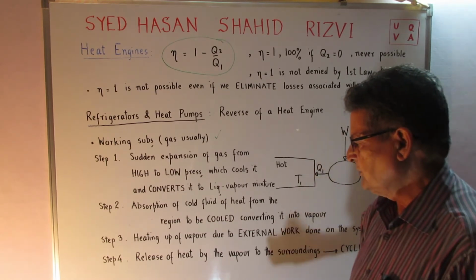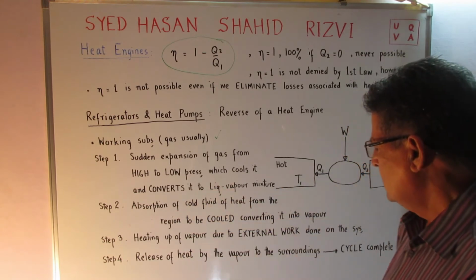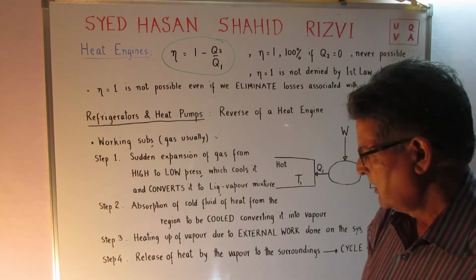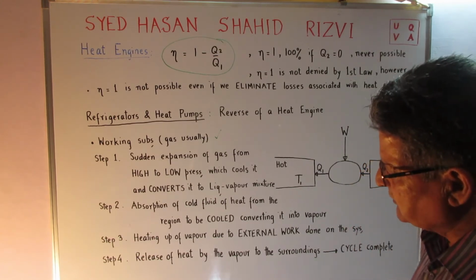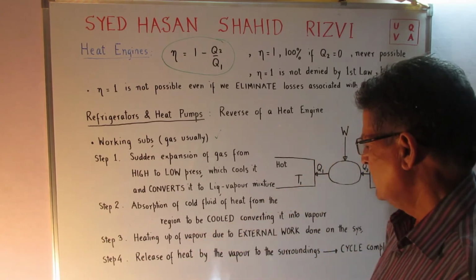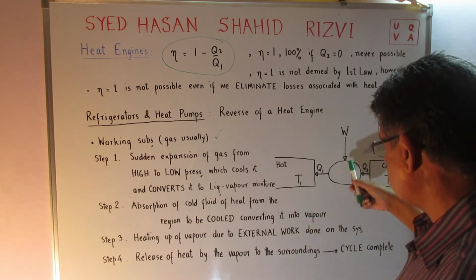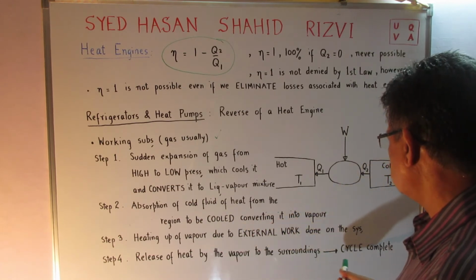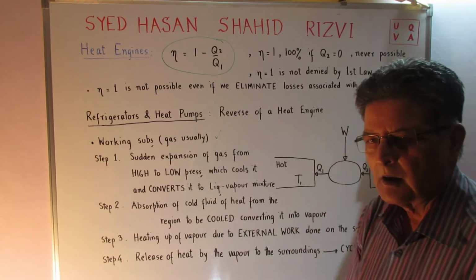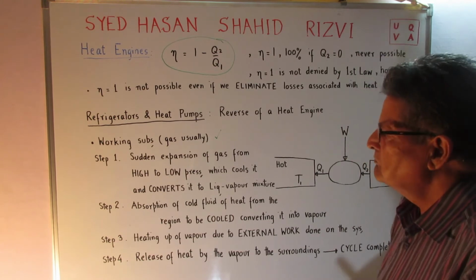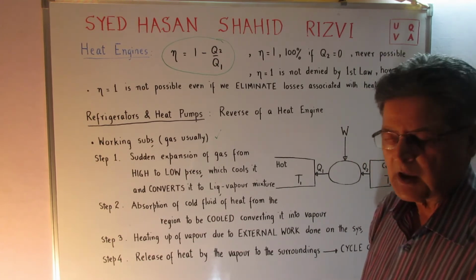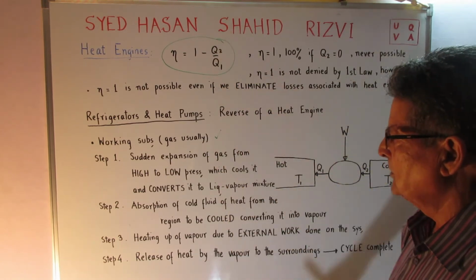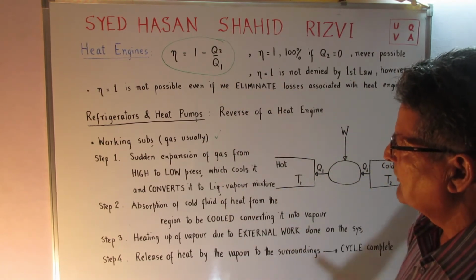The third step is heating up of the vapor due to external work done on the system. And the last step is release of heat by the vapor to the surroundings. So the cycle completes. And then we repeat it, and we'll talk about the coefficient of performance now.